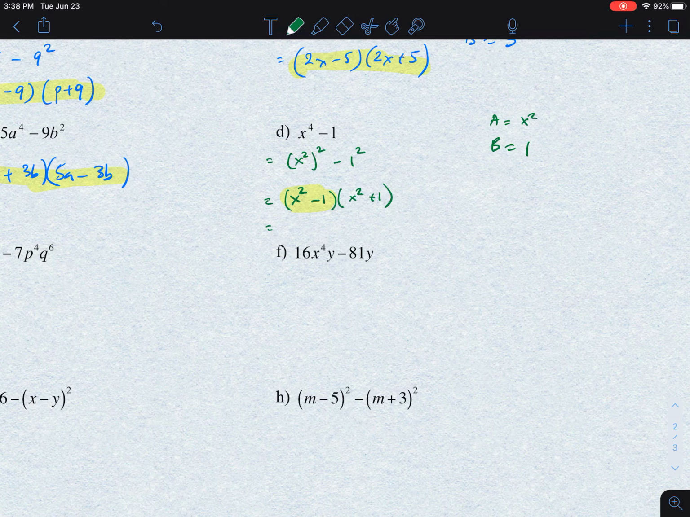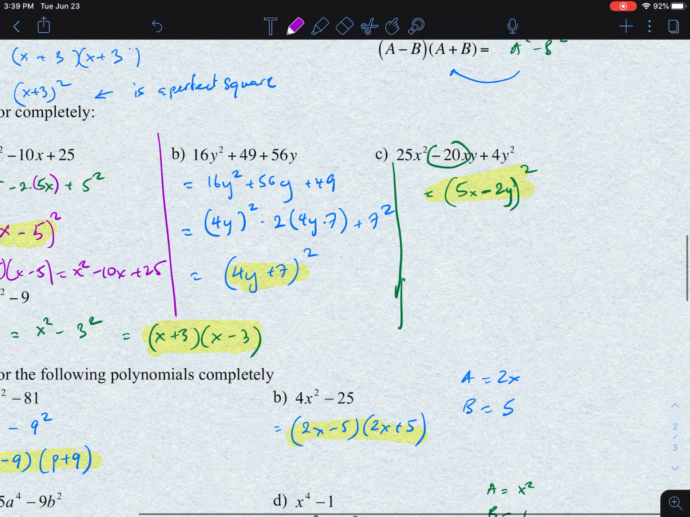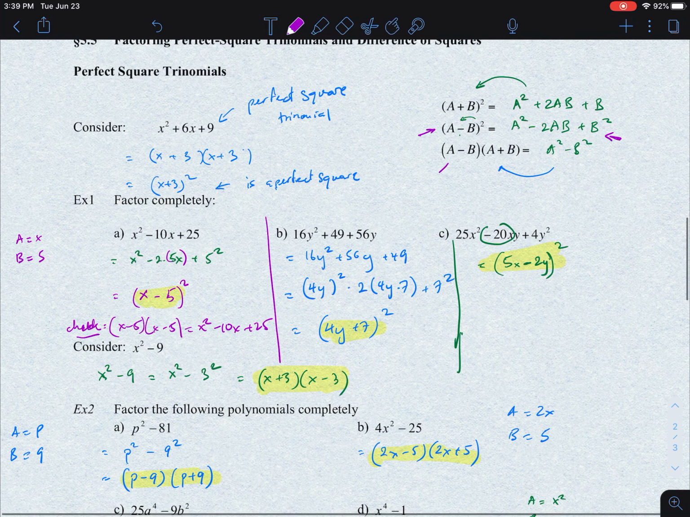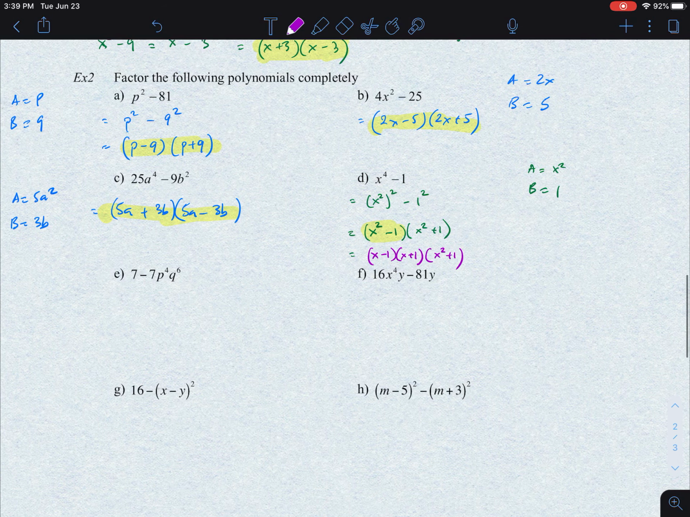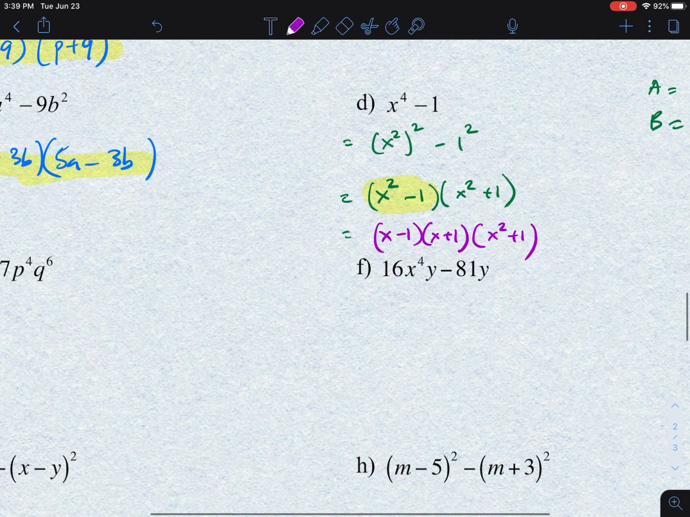Okay, so we can say x squared minus 1 becomes x minus 1 and x plus 1. And then the x squared plus 1 doesn't factor because this formula only applies for difference of squares, not sum of squares. So the x squared plus 1 doesn't factor.